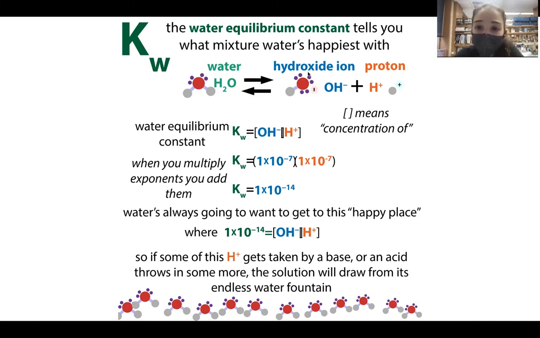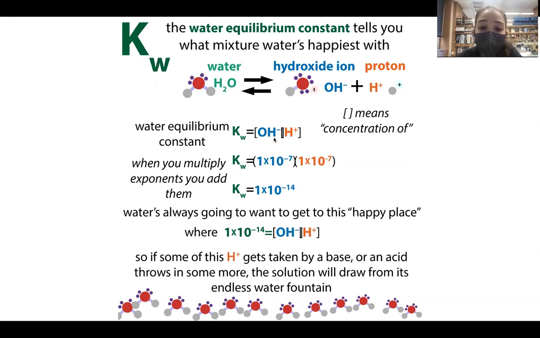In addition to joining up with another water molecule to form the hydronium ion, this proton can also link up with the hydroxide ion and give you back water. So you can go both directions, and at equilibrium, if you give it long enough and don't disrupt the system at all, you'd reach a perfect happy place. This is represented by the water equilibrium constant, Kw. Kw is the concentration of the hydroxide ions times the proton ions, with the brackets denoting concentration.